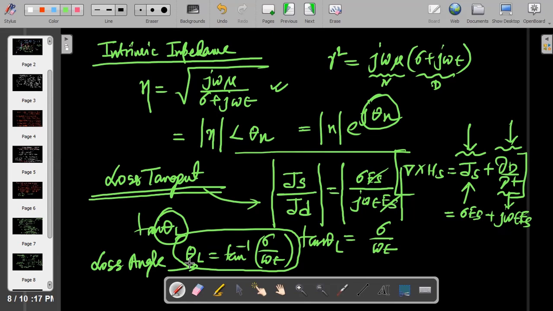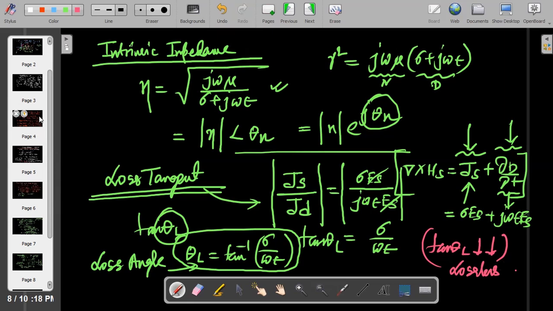Now, what is the meaning of this one? What I told, this loss angle or loss tangent determines how lossy, how lossless, or how perfect your medium is. Your medium is said to be very good, lossless or a perfect dielectric, if tan theta is very small. So if tan theta L is very negligible, very small value, it will be lossless.